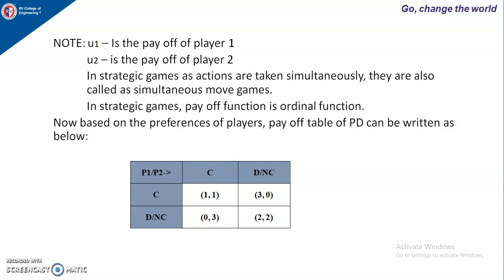In strategic games, the payoff function is ordinal. Now, based on the preferences of the players, the payoff table of the prisoner's dilemma game will be written like this. So, the highest preferred action profile for player 1 will be CNC over NCNC over CC over NCC. Similarly, for player 2, the highest preferred action profile will be NCC over NCNC over CC over CNC.